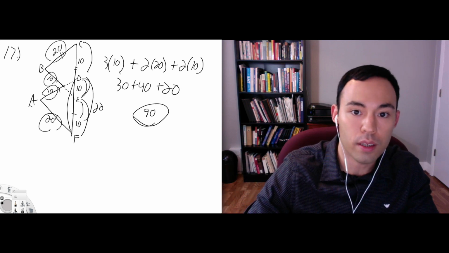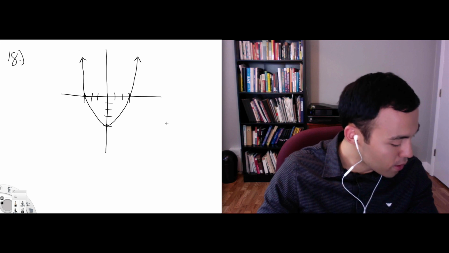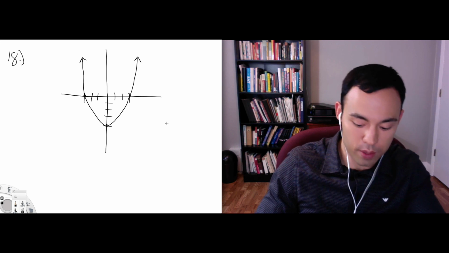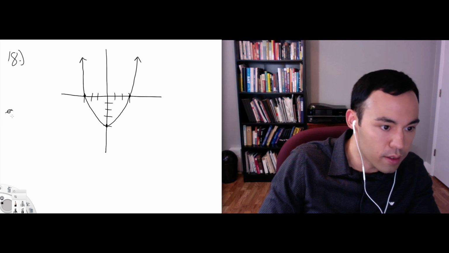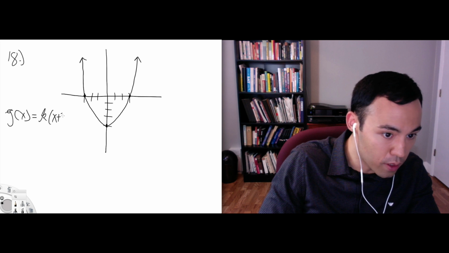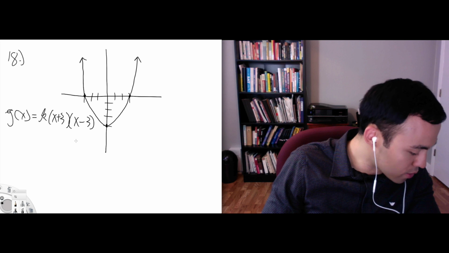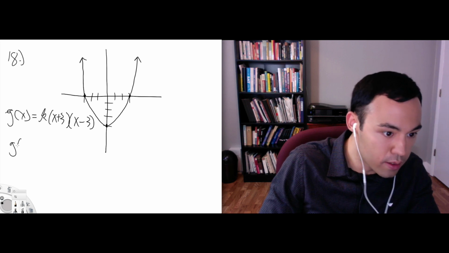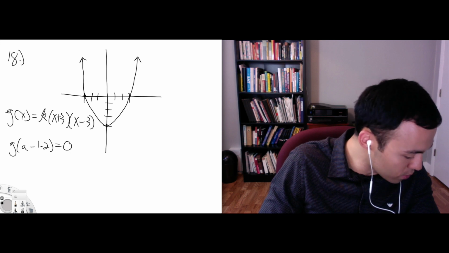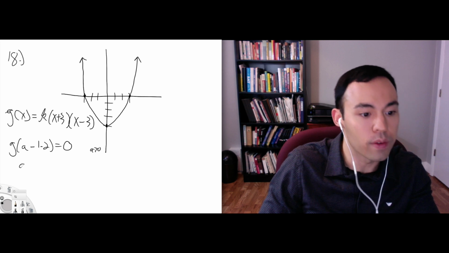So let's go ahead and look at our last problem. Number 18, the graph above shows the function g, where g of x equals, let's go ahead and write this out, g of x equals k times (x plus 3) times (x minus 3) for some constant k. If g of a minus 1.2 equals 0 and a is greater than 0, what is the value of a?